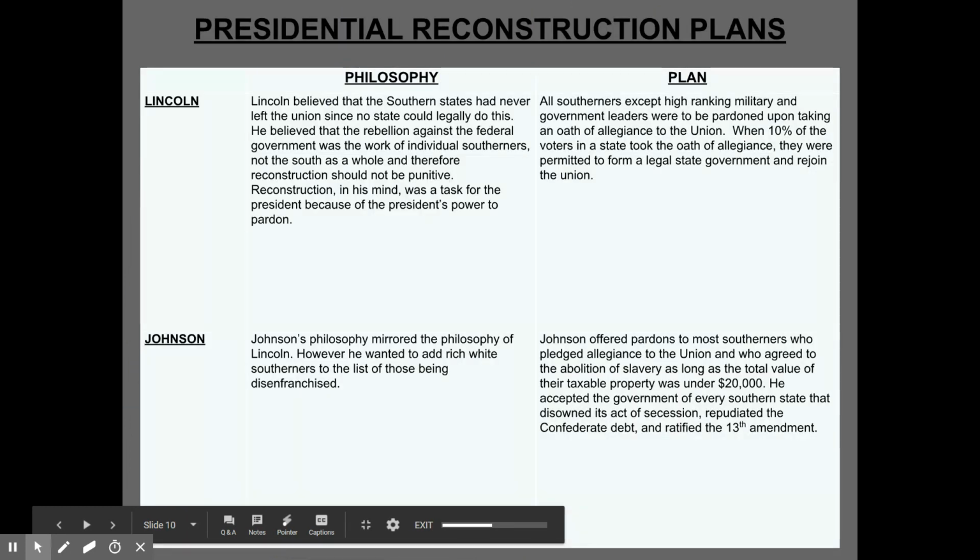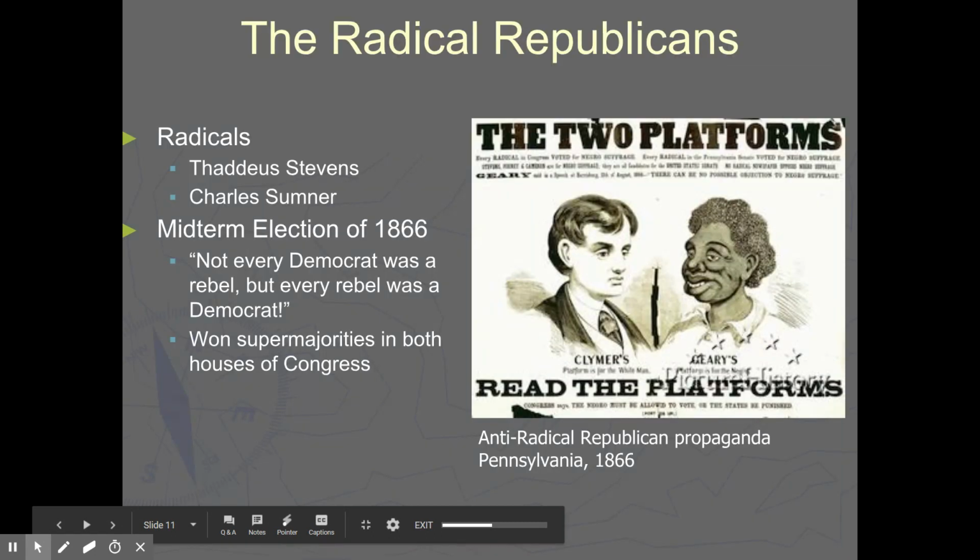So if you need to pause just to look it over one more time, the biggest thing is to make sure you know that Lincoln's plan was lenient and that Johnson is really going to be a Democrat in Republican clothing. So now you have the Radical Republicans.